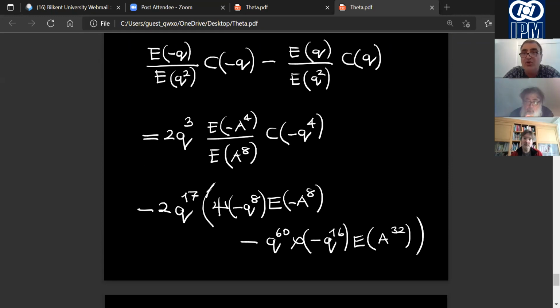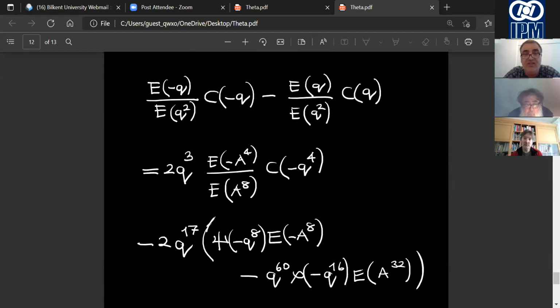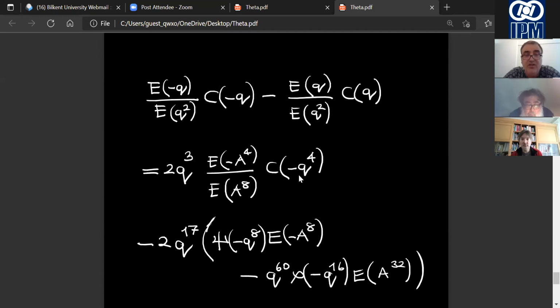So you can also search for these identities using a computer algebra system. There are actually algorithms that do that; computer algebra packages, I know one by Frank Garvan. You can search for identities like this, and you can also verify identities. Once an identity is given, you can verify it using the theory of modular forms.